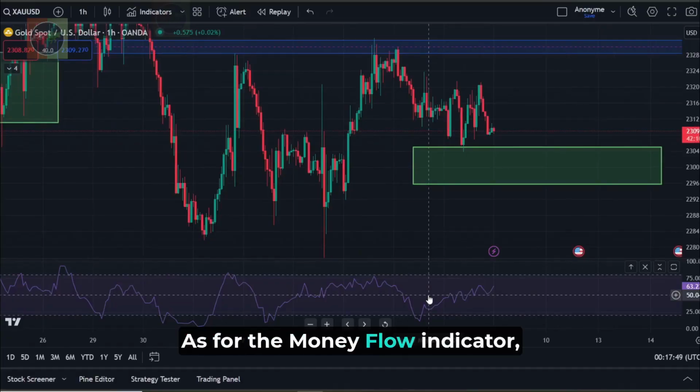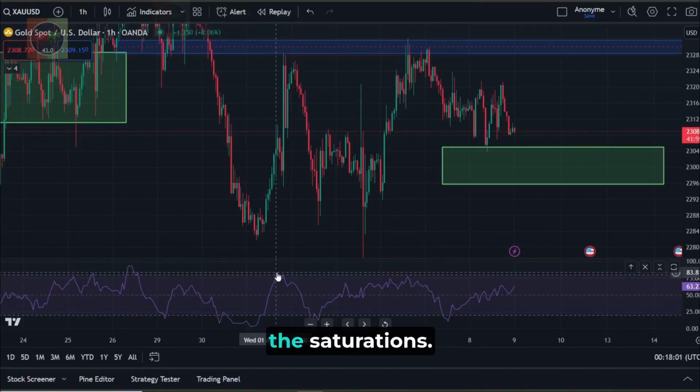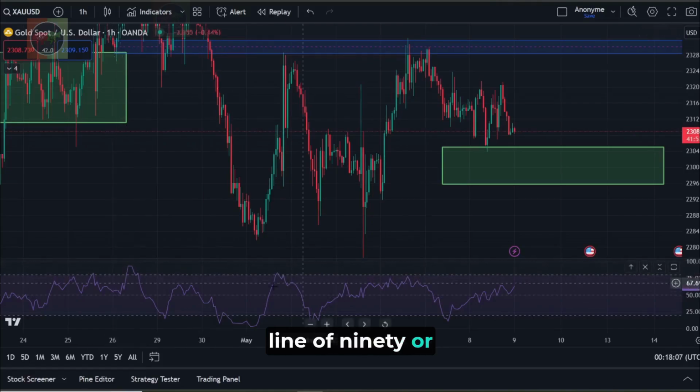As for the money flow indicator, why do I prefer it? It shows you exactly the top the market has reached now, whether it is the end and will it turn to a downside or the opposite. This is clear through the saturations. Saturation is what is above the line of 90 or 80%.